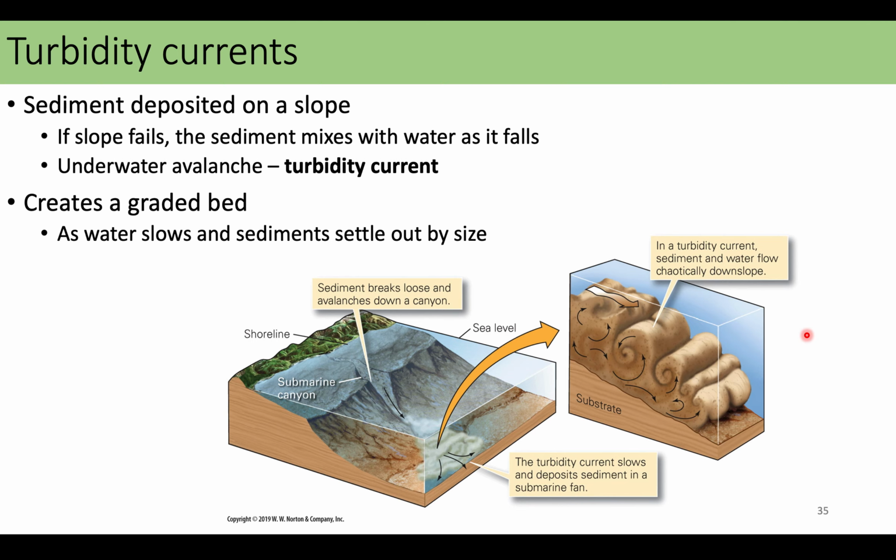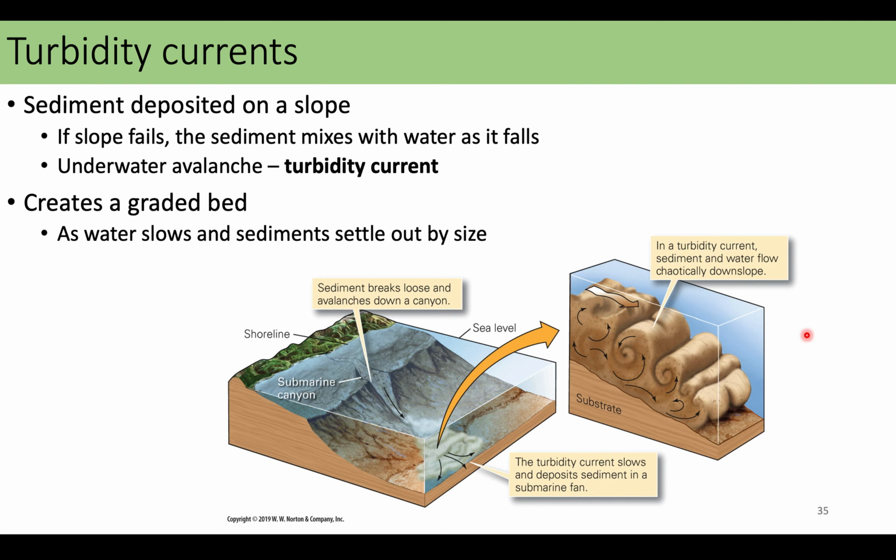So along with deposition by currents, we can also have deposition by what we call turbidity. So it is not just a current moving in one direction. We actually have a current that is then causing turbidity. So this is generally underwater and where we have sediment that's being deposited on a slope. So it's not on flat ground.